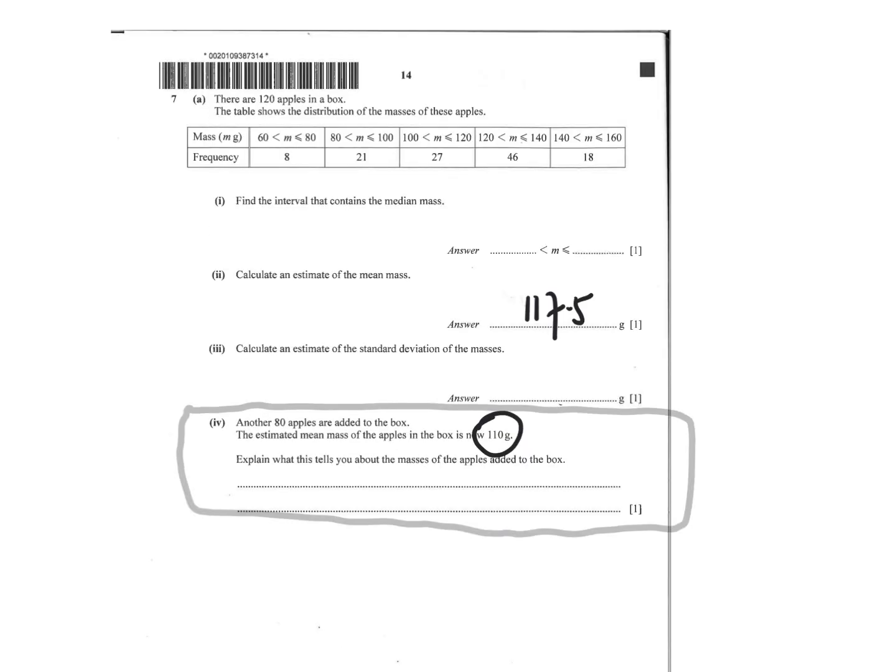What do they want? The estimated mean mass becomes 110. So what does this tell you about the apple that you put in? This was your original mean. After you put in the new apples, this is the new mean. What do you think the mass of the apples are?